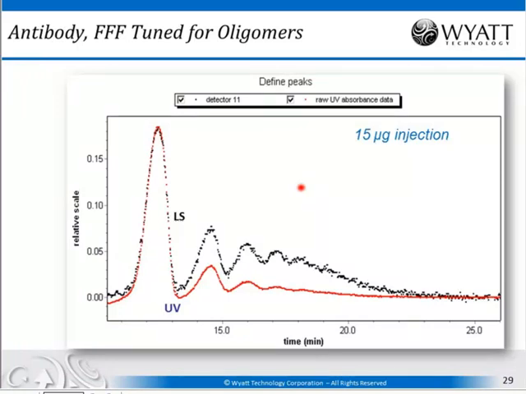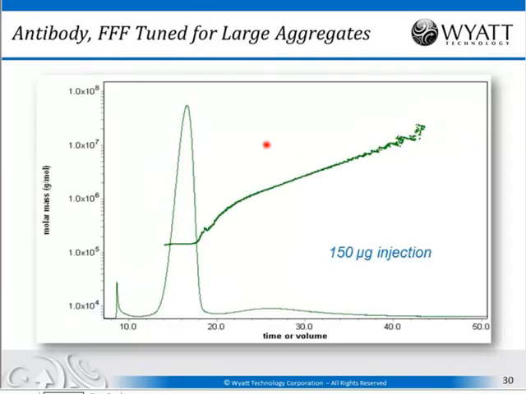Here's an example where we've zoomed in and gotten very high resolution for antibody oligomers. You can see a nice separation of monomer, dimer, trimer, tetramer, and so forth. This is with a small injection, 15 micrograms, and this gives us actually beautiful separations. We can also zoom out. In this case, we've changed the flow conditions so that we're separating over a very wide range, and you can see that we're going up into the tens of millions, very large oligomers, essentially.